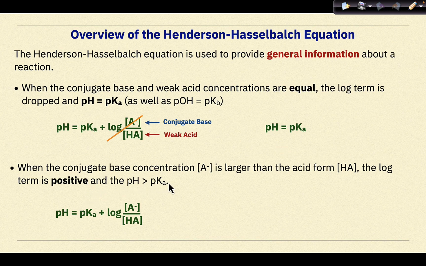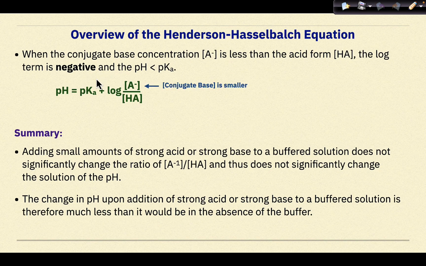When the conjugate base concentration is larger than the acid form, HA, the log term is positive and pH is greater than pKa. When the conjugate base concentration, A-, is less than the acid form, HA, the log term is negative and pH is less than pKa. To summarize, adding small amounts of strong acid or strong base to a buffered solution does not significantly change the ratio of weak base to weak acid, and thus does not significantly change the pH of the solution.